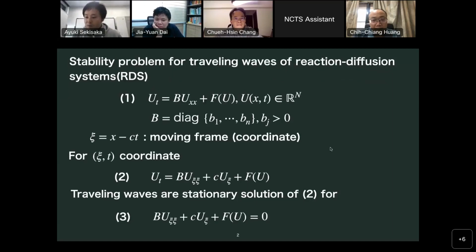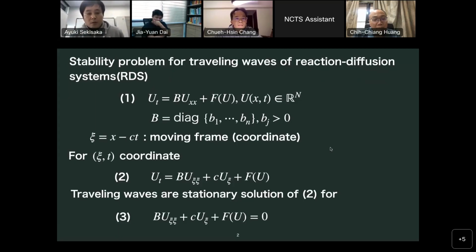Consider the stability problem of traveling waves in reaction diffusion systems. This method can be applied to more than just reaction diffusion systems, as you will see in some applications.